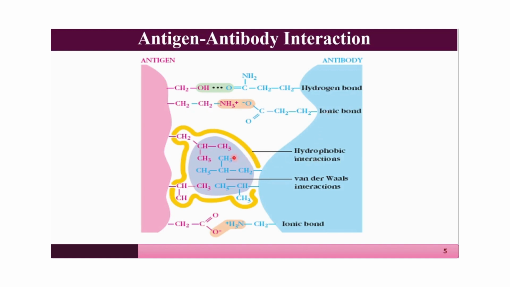Similarly, the weakest interaction would be hydrophobic interaction, where hydrophobic groups exposed on the surface of the antibody and the antigen interact with one another, forming a hydrosphere around them. Here they have shown interaction between CH3 groups of both the antigen and the antibody. Similarly, it could involve simple van der Waals forces or Coulomb's forces, which are also weaker compared to the ionic bond.